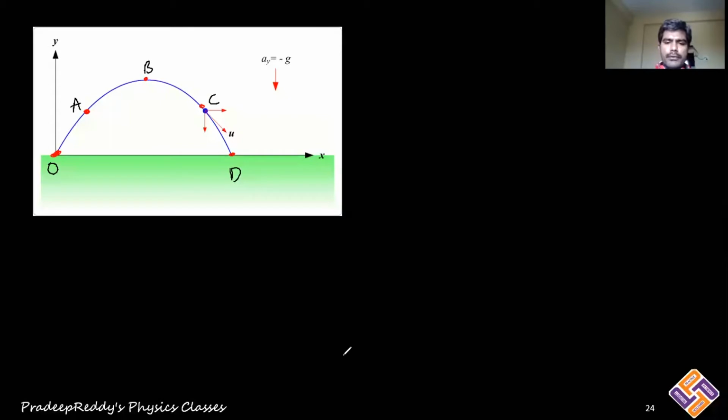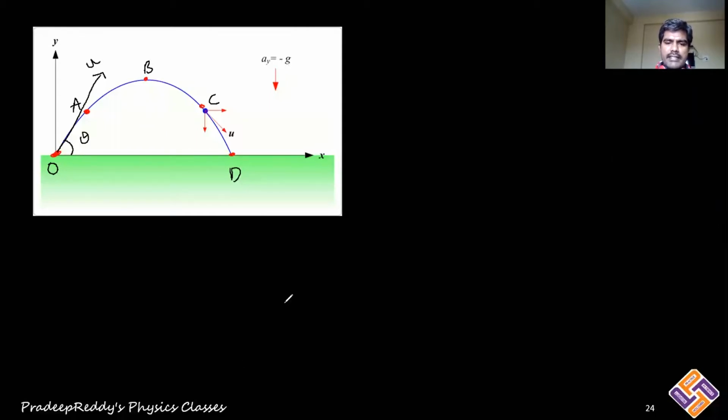Now if you see this animation in this figure, the body is starting at point O, it goes to point A, then comes to B, then comes to C, and then comes to D. So when you are throwing a body in such a way, it is making an angle theta with respect to x-axis. This is the velocity vector and let its initial velocity be u, and it is making some angle theta with respect to x-axis.